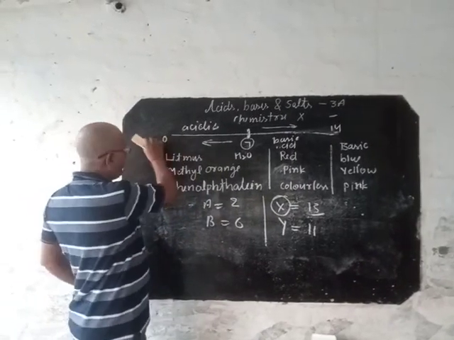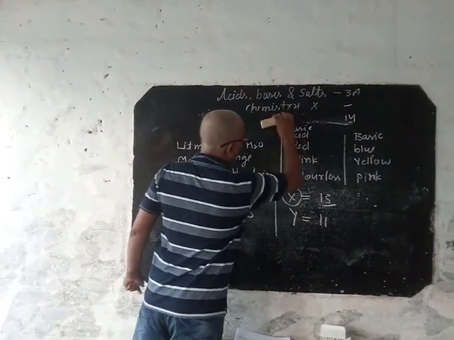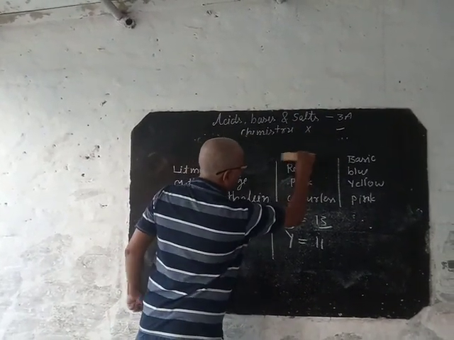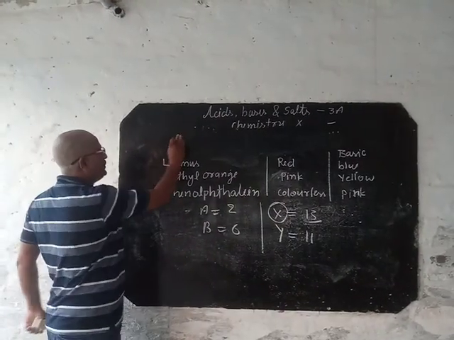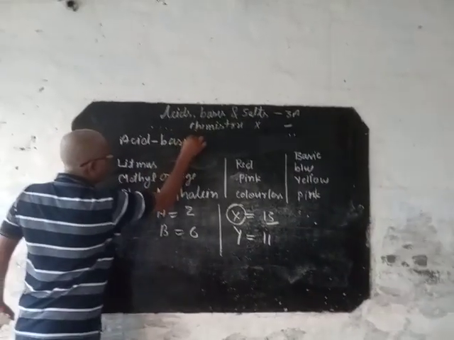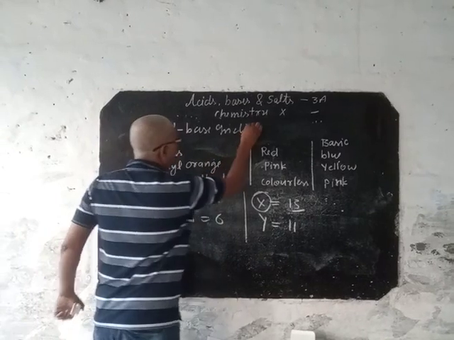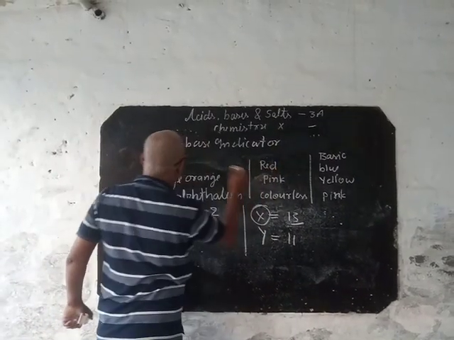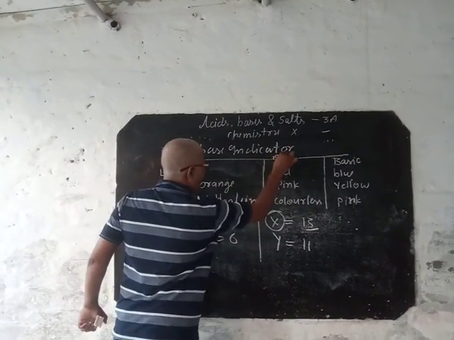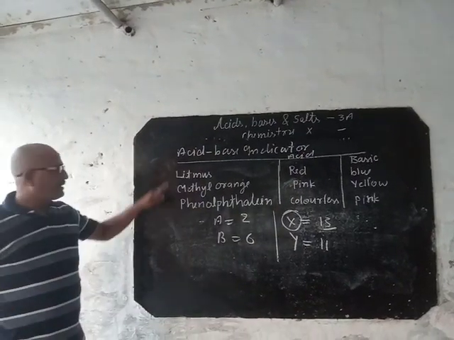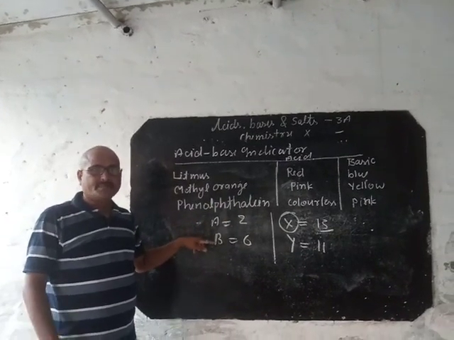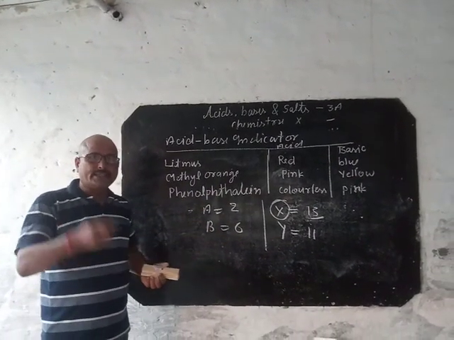Now our question is that indicators are generally of two types. First one, acid base indicator. Second one, universal indicator. First I am going to explain acid base indicator. See that litmus, methyl orange, phenolphthalein, alkaline phenolphthalein. Four indicators are there.